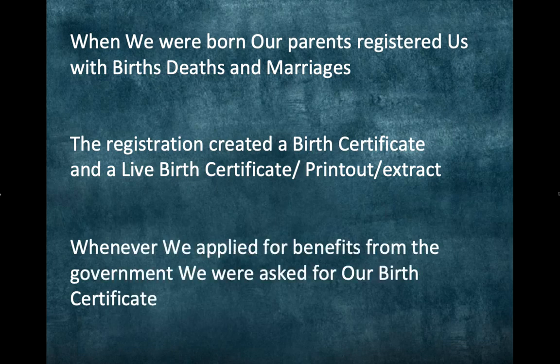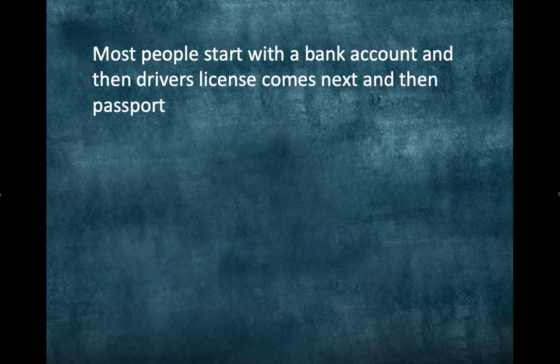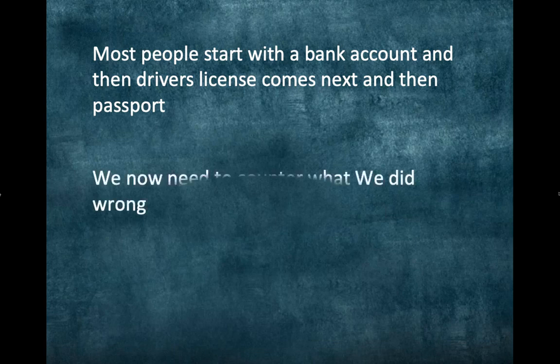Whenever we applied for benefits from the government, we were asked for our birth certificate. So the first one that most people go for is a bank account. So when you're young, you get your bank account sorted out. Then you get to the age where you can get a driver's license. Then you go on further and get a passport. Okay, we now need to counter what we did wrong.